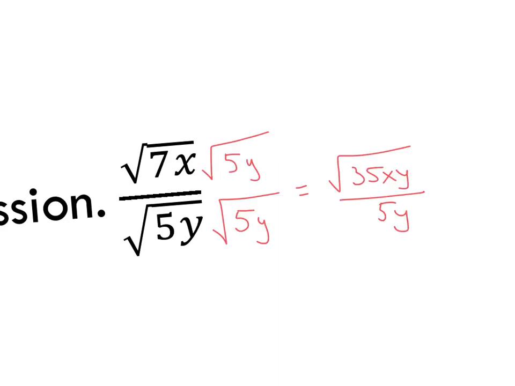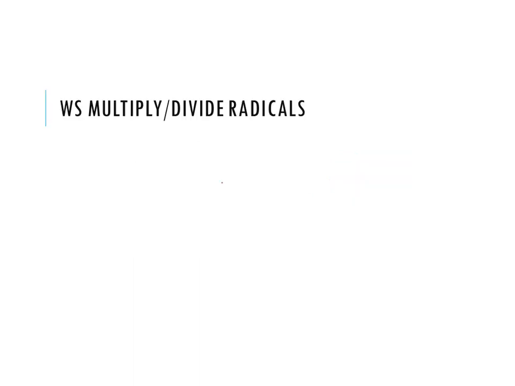Last but not least, I want you to take a minute or two and try the example. Hopefully you find our final answer to be the square root of 35xy over 5y. And you made it to the end. Practice time.